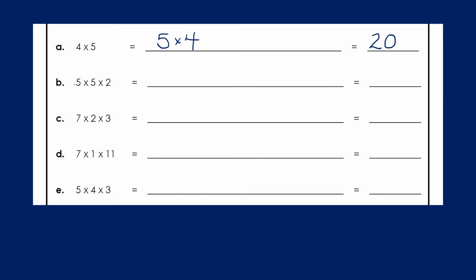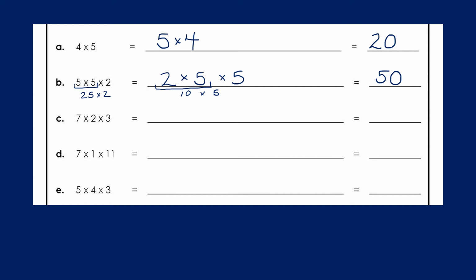B. 5 times 5 equals 25, and 5 times 2 equals 50. 2 times 5 times 5. 2 times 5 equals 10, and 10 times 5 equals 50.